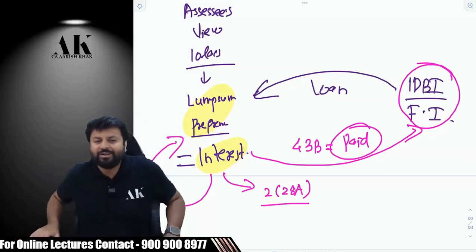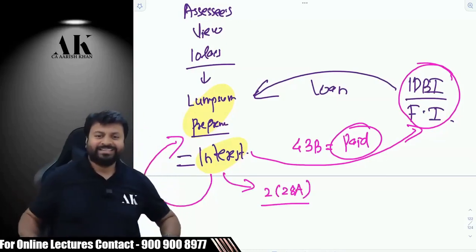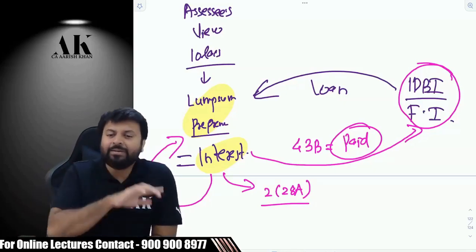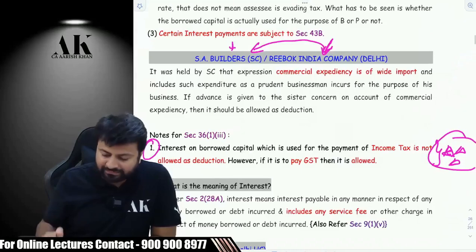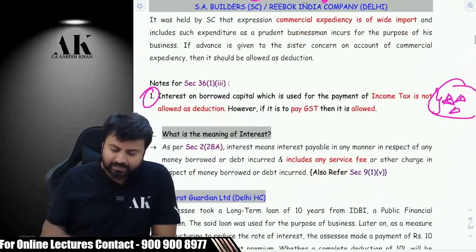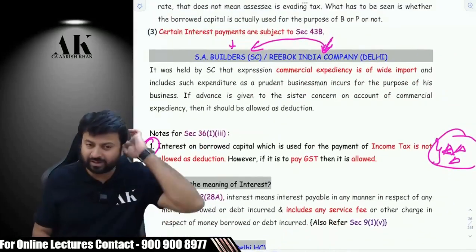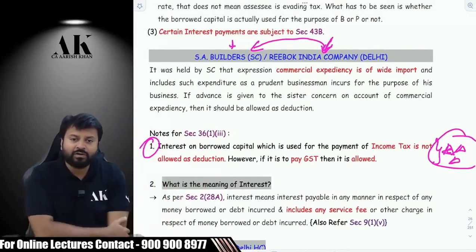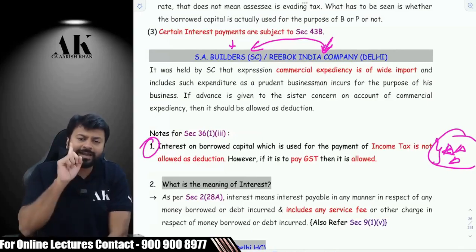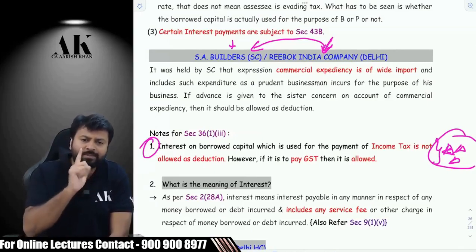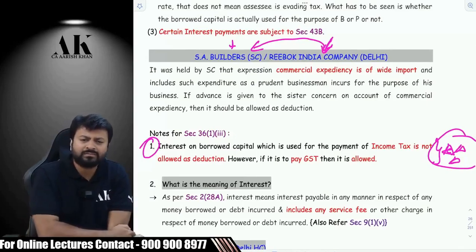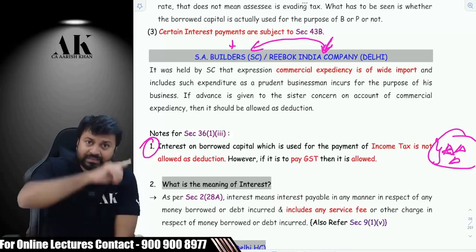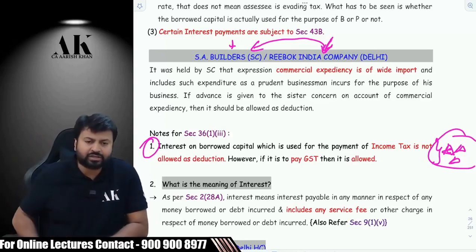I don't know whether you are aware of this or not. The term interest is defined under income tax law under section 2(28A). Sir, where is it defined? Section 2(28A), check the definition of interest. Read the definition of interest, please, all of you. What is interest? It is defined in income tax law. If it is defined in section 2, is it applicable to the entire act or not? Yes, to the entire act.